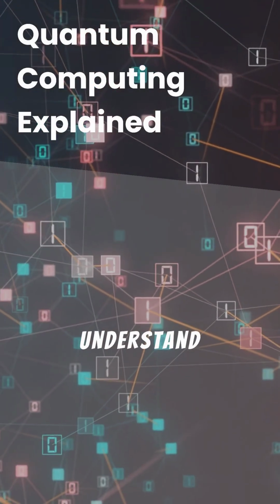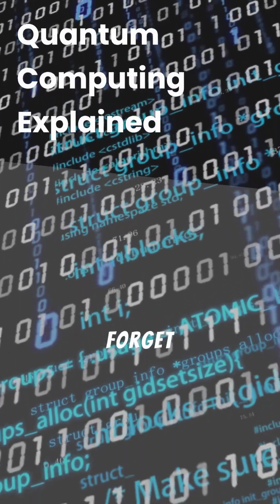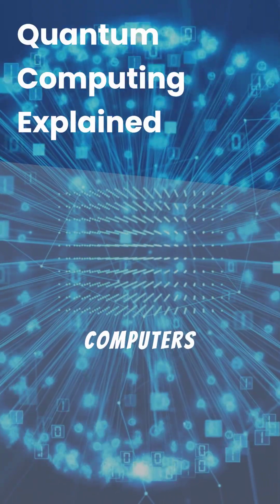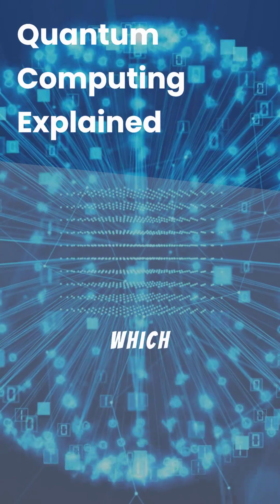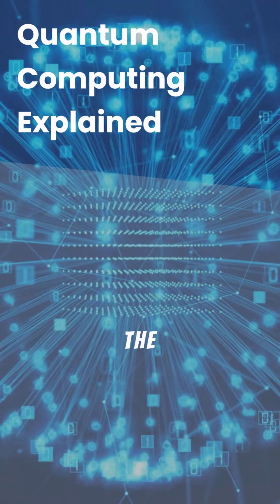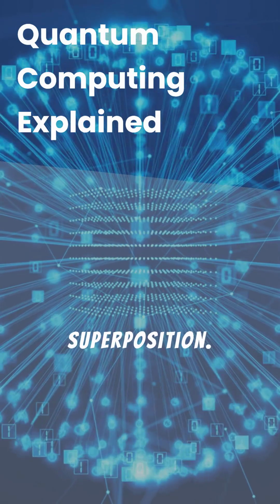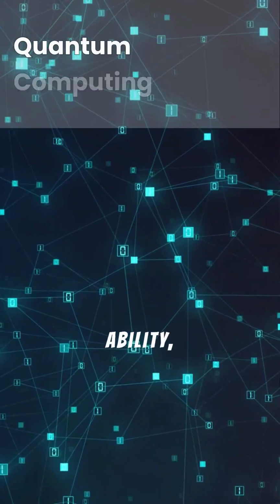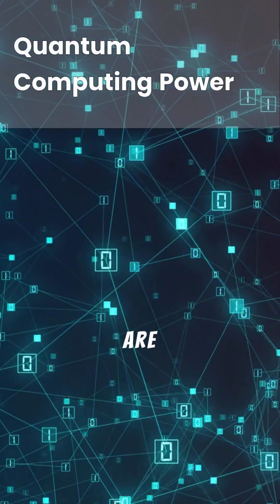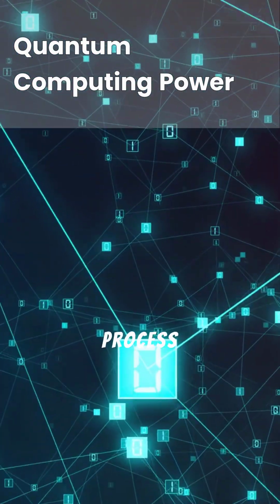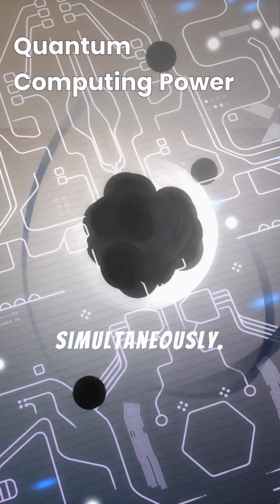Today, let's understand quantum computing. Forget the simple zeros and ones of classical computers. Quantum computers operate on qubits, which can be zero, one, or both at the same time, thanks to a mind-bending principle called superposition. This unique ability, combined with entanglement, where qubits are linked regardless of distance, allows quantum computers to process vast amounts of information simultaneously.